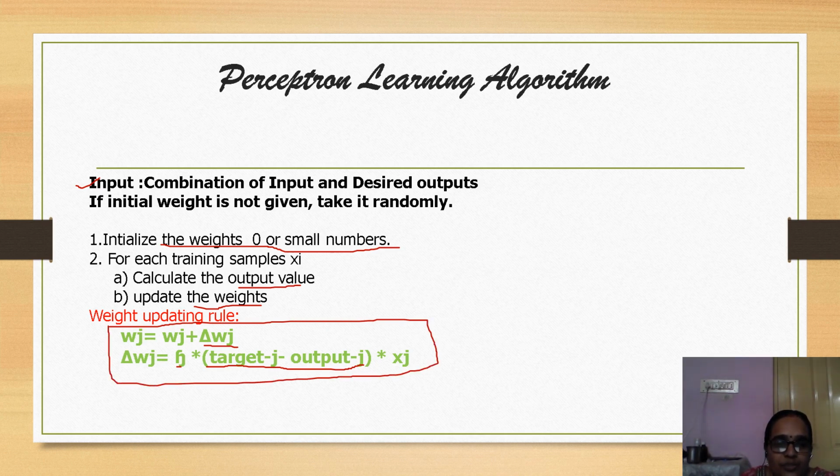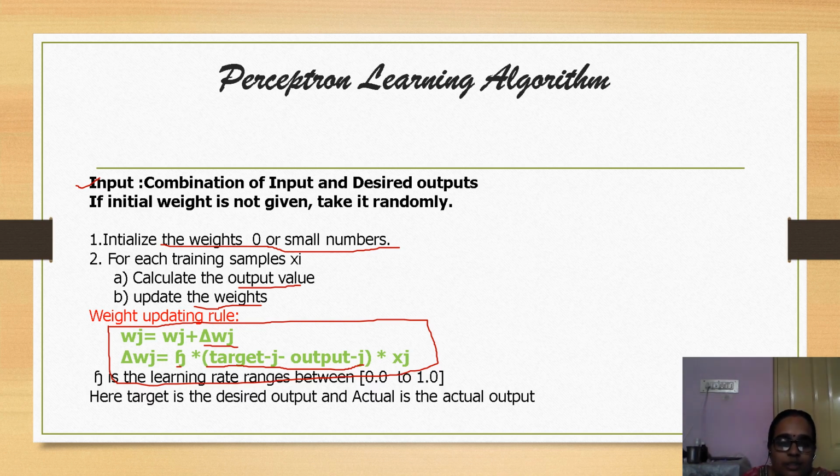So weight should be updated with the actual weight plus small changes in the weight. The change will be the learning rate multiplied with the loss function multiplied with the input value. Here the same thing is given, and this learning rate ranges from 0.0 to 1.0. If you take a higher value, the convergence will be very fast, but we cannot get the exact weight value. But if the value is taken as very small, for example 0.1, it will move slowly to the output. So based on that we have to fix the learning rate.